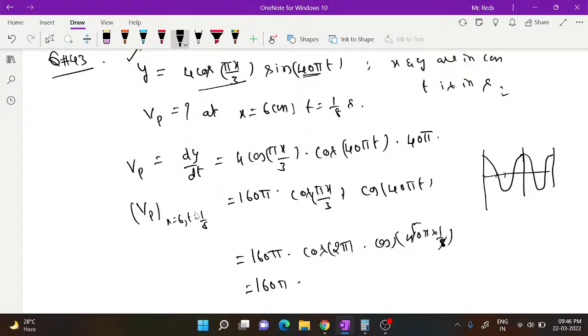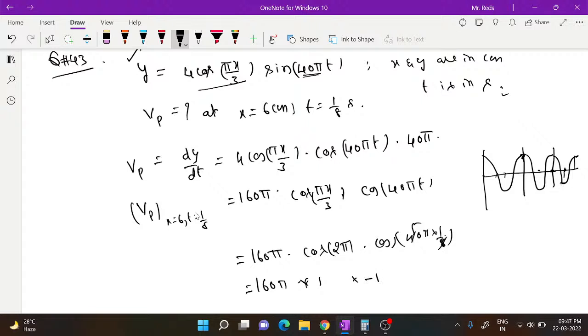So cos 2 pi is 1. So this is 1. Then what is cos 5 pi? This is 2 pi, 4 pi, then this is one more wave. This is 6 pi. Here, up to here, 5 pi. 5 pi is minus 1, so it should be minus 1. This is 1, this will be minus 1.